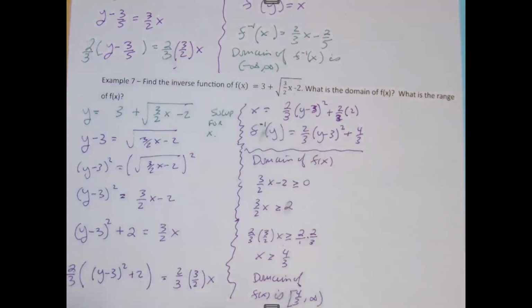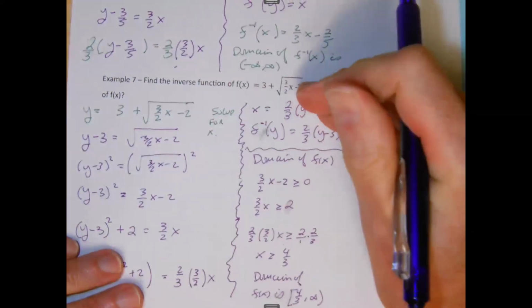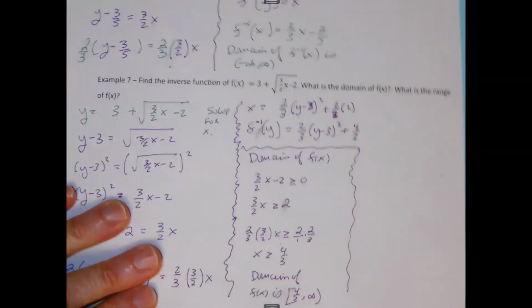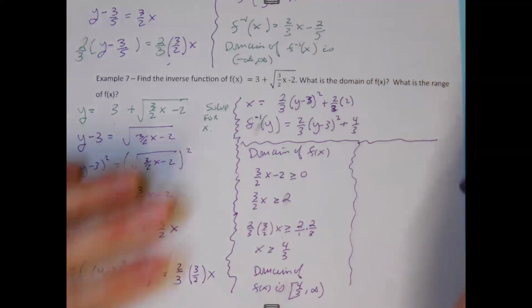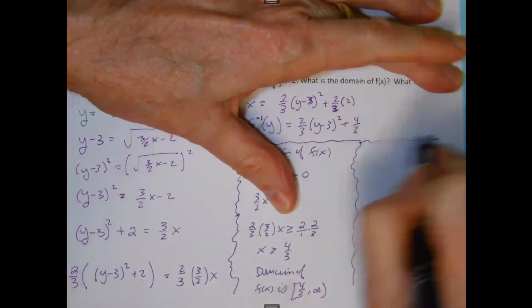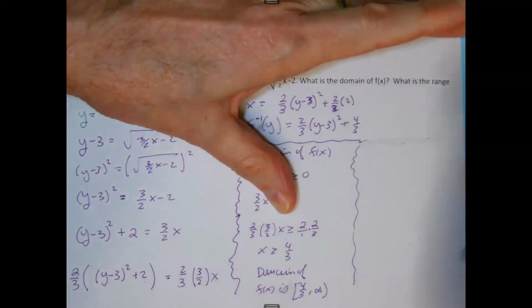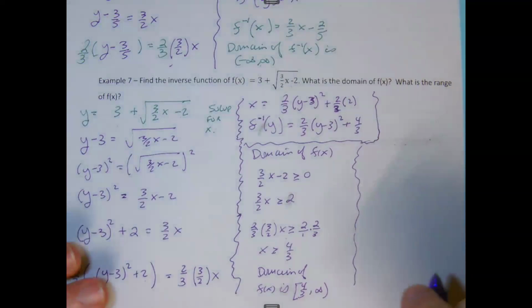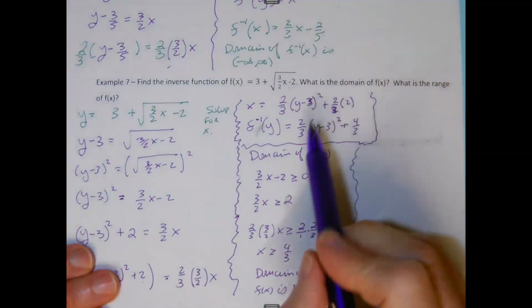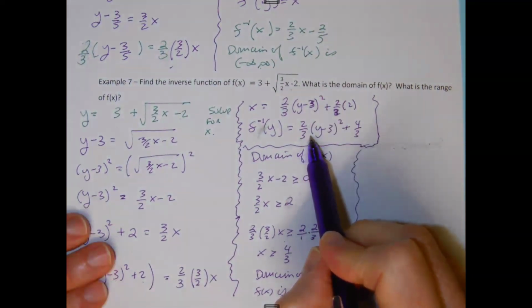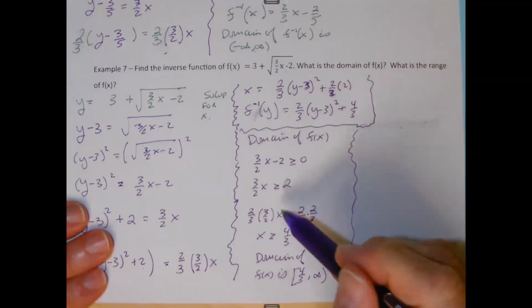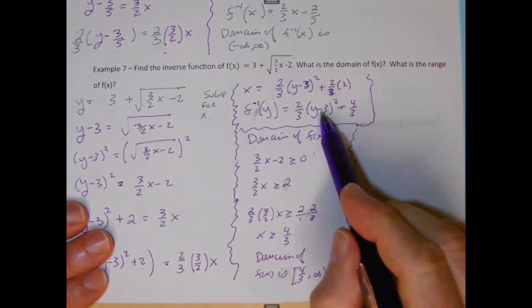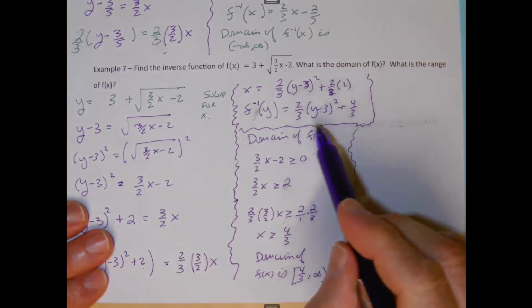So that's the domain of this function. Now, what's the range? Here is where I'm going to use all the tools that we have used so far. We have used transformations. So now let's look at this. The range of f of x is the domain of this function. So let's take a look at this really quick.